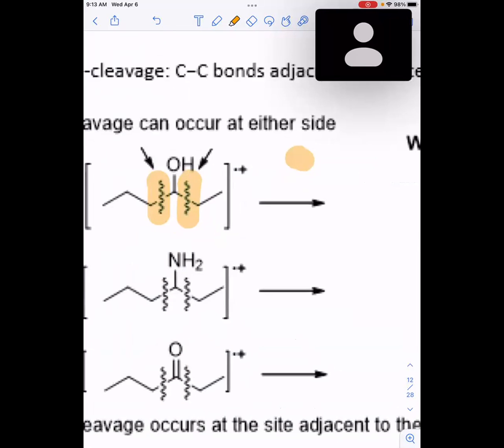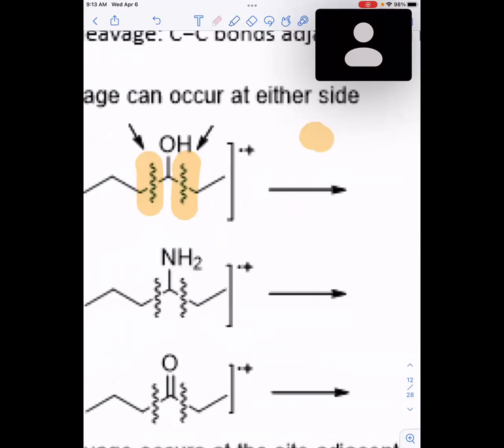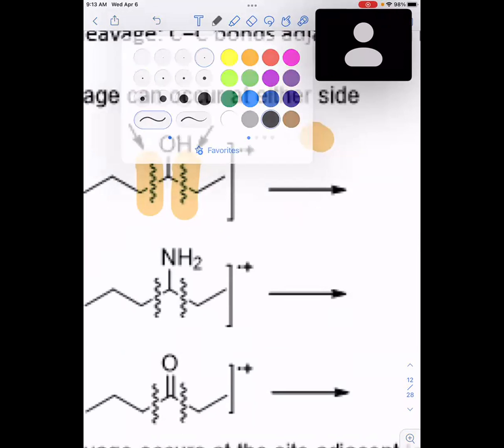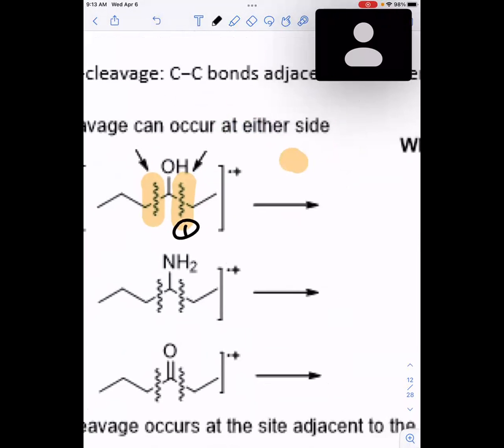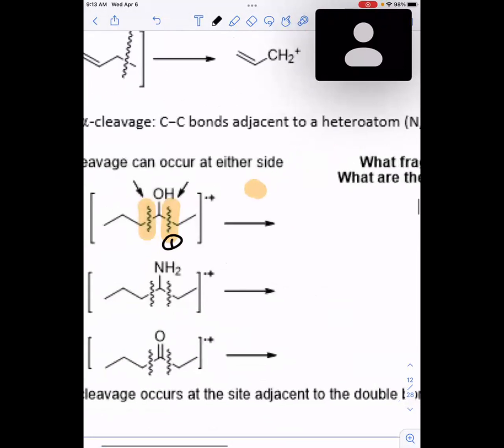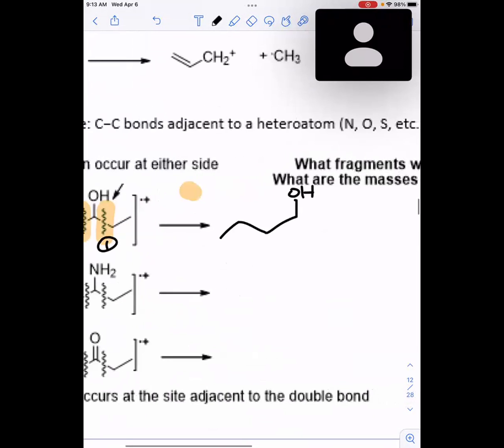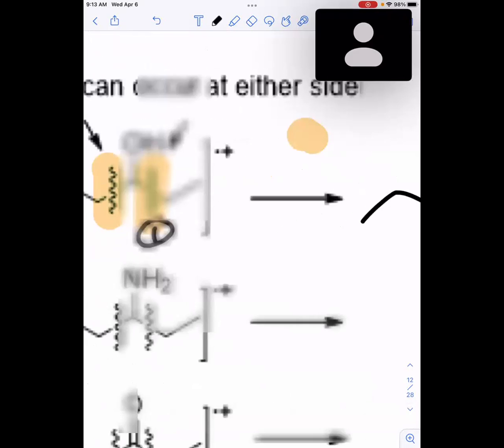So if we did this here, we'll call it 1. Right, that's going to give us 2 fragments. One is going to be here, and then one is going to be here as a CH2, CH3. That's this piece right here.